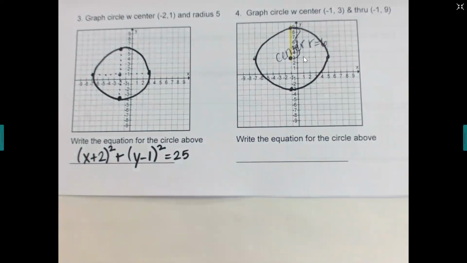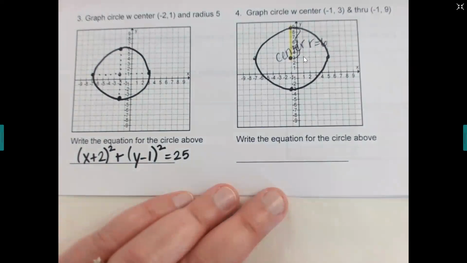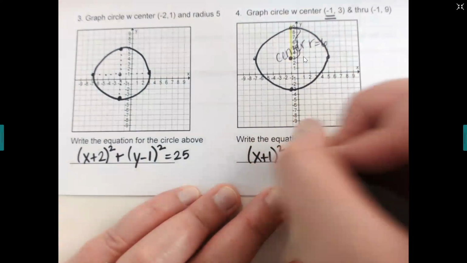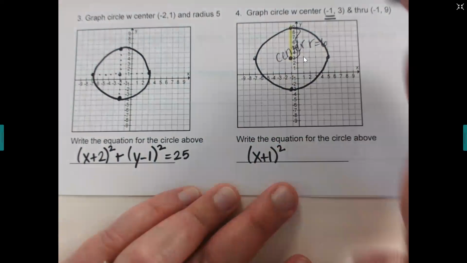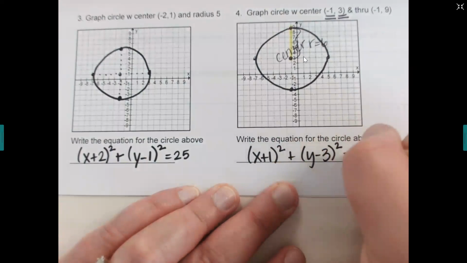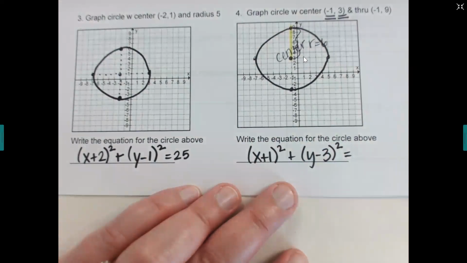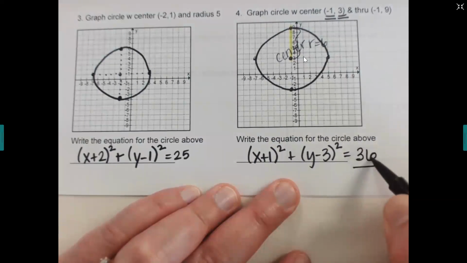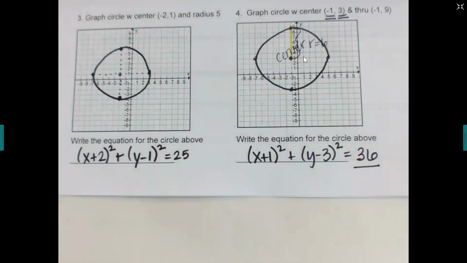Remember, your x and your y are both in parentheses, so they're both going to be opposite. So what was my real x for my center? -1, then I'm going to put a +1. What was my real y? 3, then I'm going to put a -3. Both of those are squared always because it's a circle. And then my radius, we counted it to be 6. Then what do I put here? 36. Easy enough? All right, turn the page.